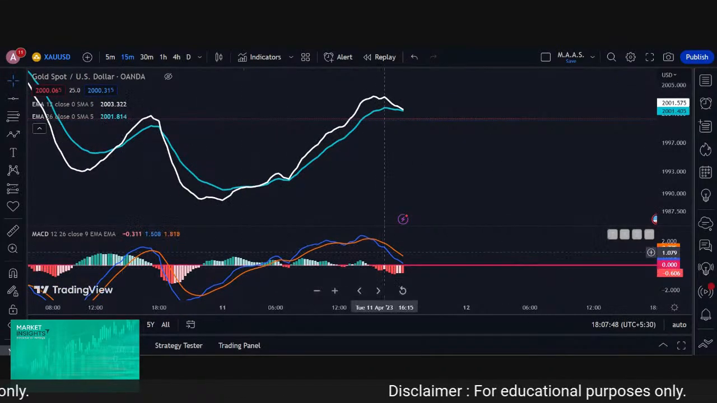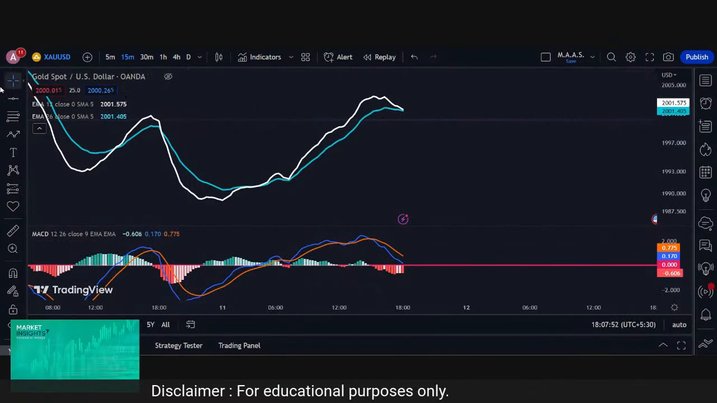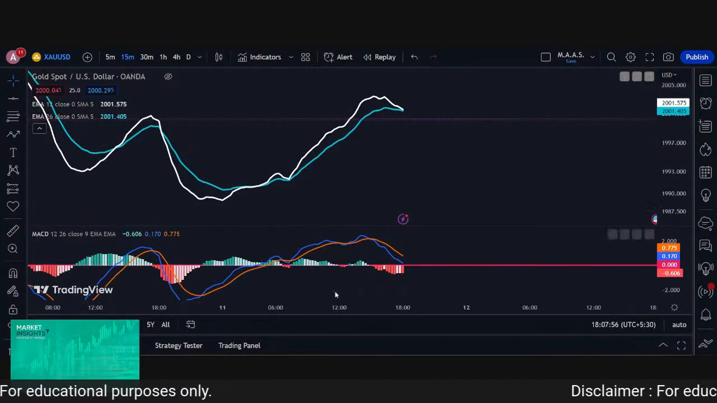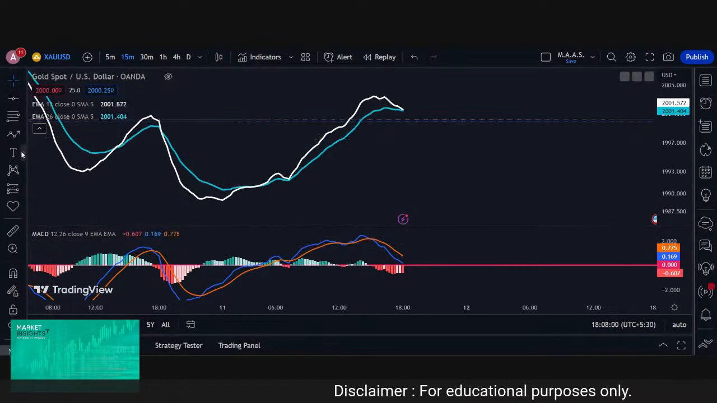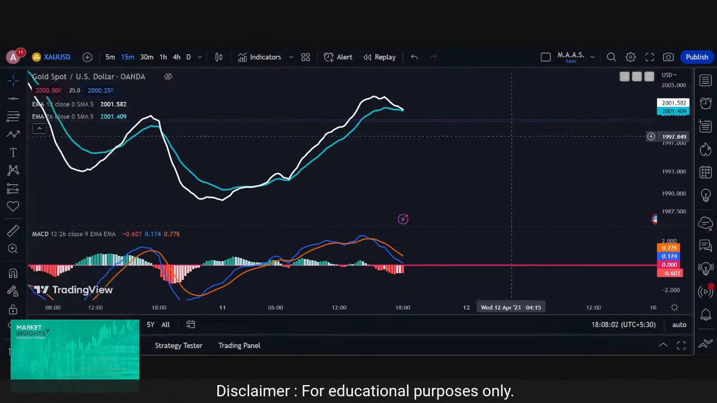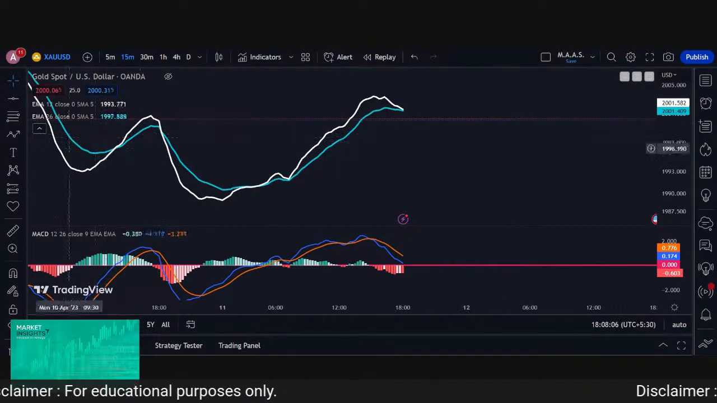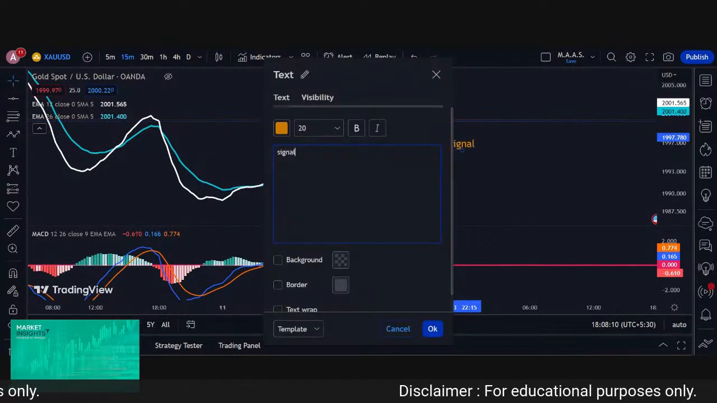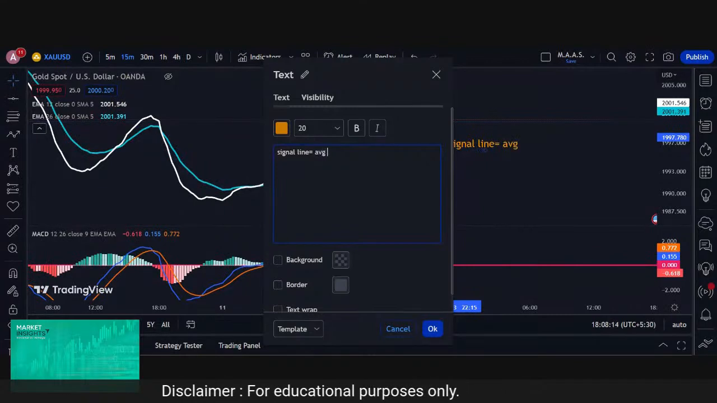So correct, this one. The signal line is very, very important. Why? Because it is the moving average of the MACD line. Can you understand this? Can you comprehend it? Kindly try to stay with me. I know this is a very mathematical concept, kind of. It is the average of the MACD line.